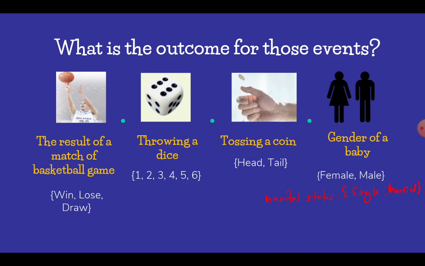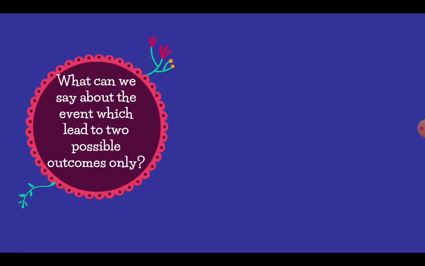Like if you have exam, what are the possible outcomes? Whether you pass or you fail. You have interview. Whether you pass or you fail. So only those 2 possible outcomes. So this kind of 2 possible outcomes, what can we say about the event? The event which leads to these 2 possible outcomes, we call it as Bernoulli trials.